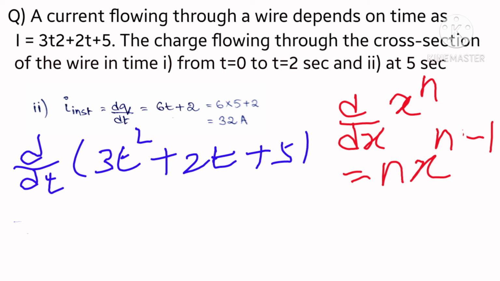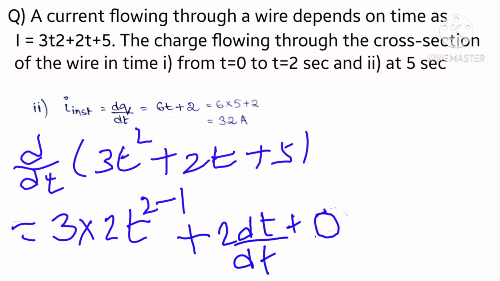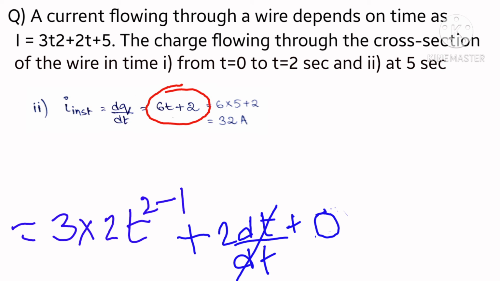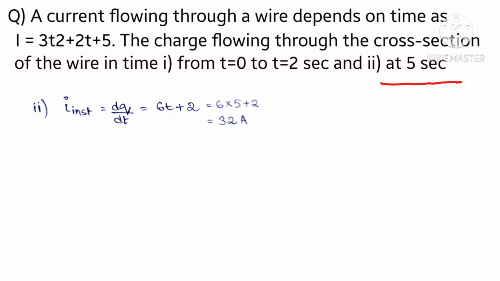So let us come to our main equation. 3 is constant here, so 3 will come out, and t to the power 2 means 2 will come out, 2t to the power 2 minus 1. Plus 2 is constant, it will come out, and dt by dt plus 5 is constant, so differentiation of any constant value is 0. dt by dt, the value is 1, so it can be cancelled out. So we got 6t plus 2. Now put the value of t, that is 5, then we got 32 ampere. This is the instantaneous current.